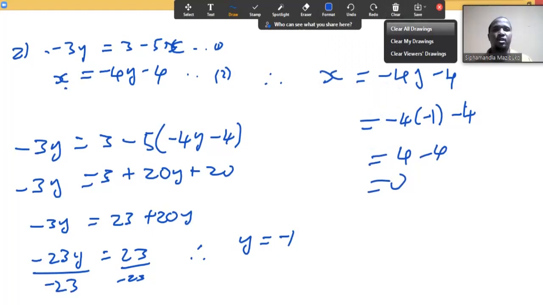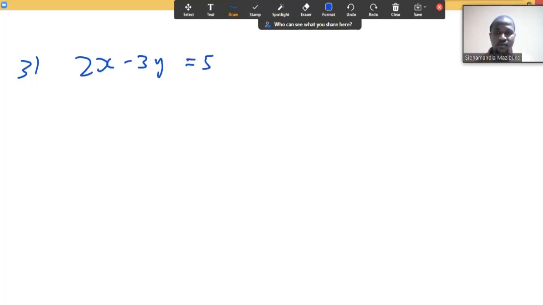Let's try to look at another example as well. Okay, let's look at this example 3. In this case we have 2x minus 3y equal to 5, and we have 3x minus 2y equal to 20.